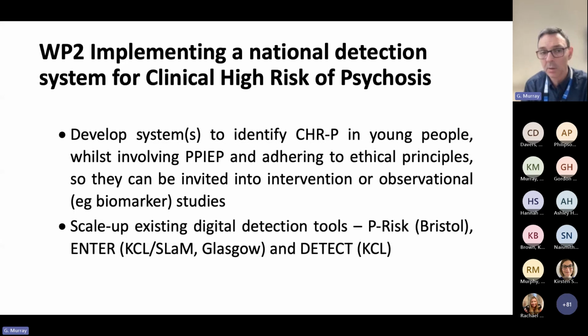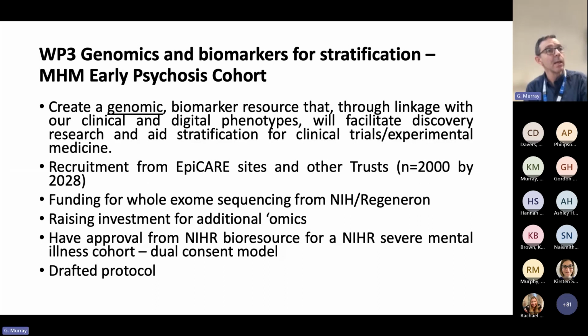King's have got another one called Detect, which automatically screens secondary care records from CMHTs and the wards to try and identify people at high clinical risk. P-Risk is one from Bristol that screens GP records to try and highlight people who are at high risk of psychosis. So we're hoping to scale up these existing algorithms to make sure people don't get missed, and then invite them into studies to drive forward care.